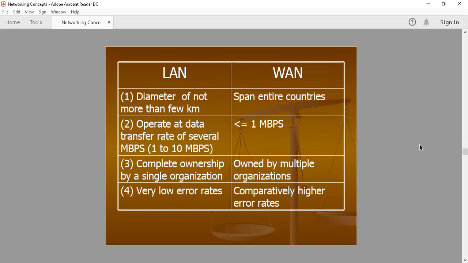Difference between LAN and WAN. A LAN has a diameter of not more than a few kilometers, when compared to a WAN, which spans entire countries. LAN operates at a data transfer rate of several Mbps, 1 to 10 Mbps. But when it comes to WAN, it works at greater than or equal to 1 Mbps.